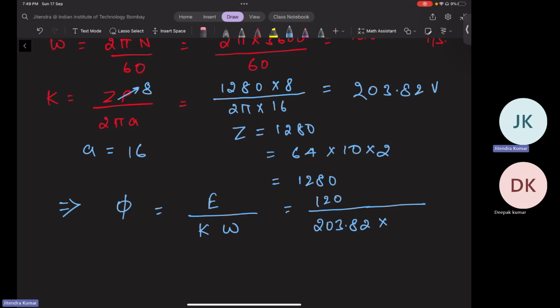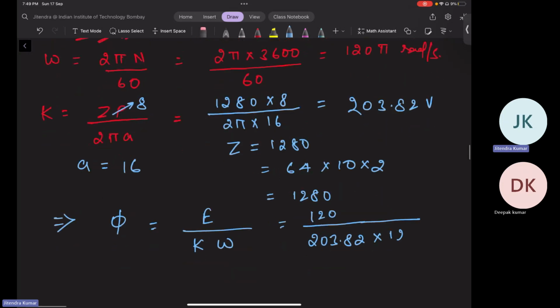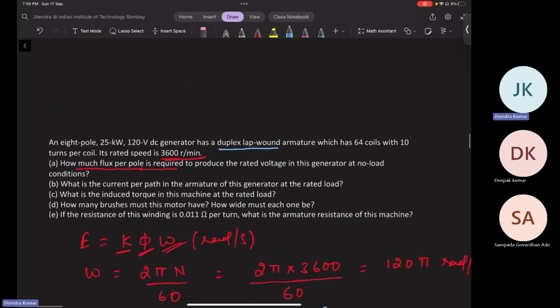So into omega, which is 120 pi radian per second. So it will come out to be 1.56 milliweber per pole. Yes, sir, correct. Okay, so we are done with part A.